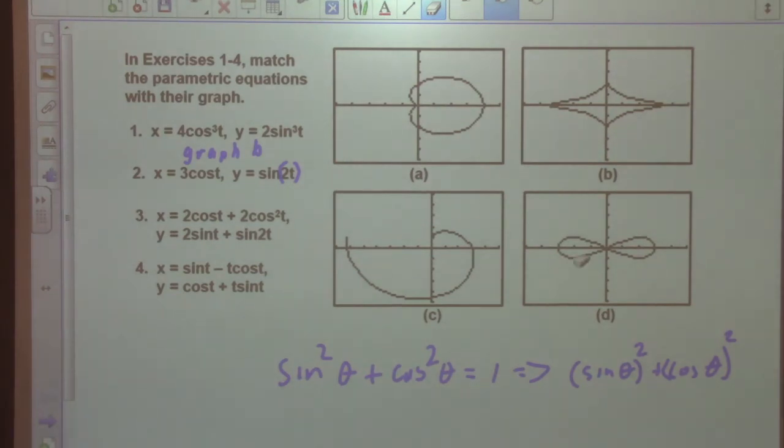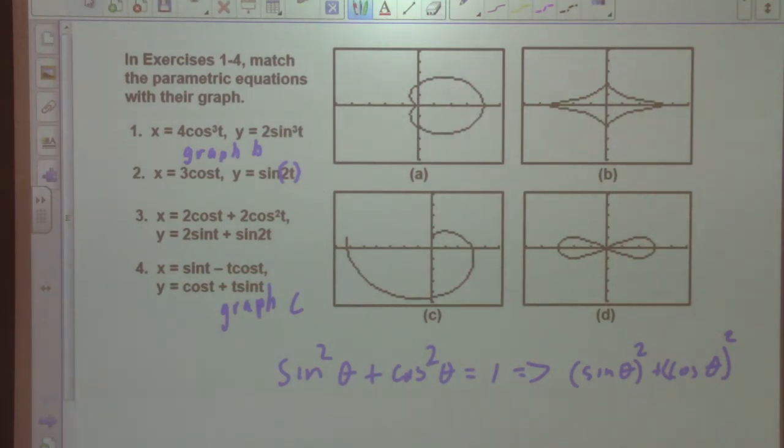So anyway, that's going to be this one right here, C, right? So this is going to be graph C. So is everybody able to enter those pretty well? Get those? Okay.